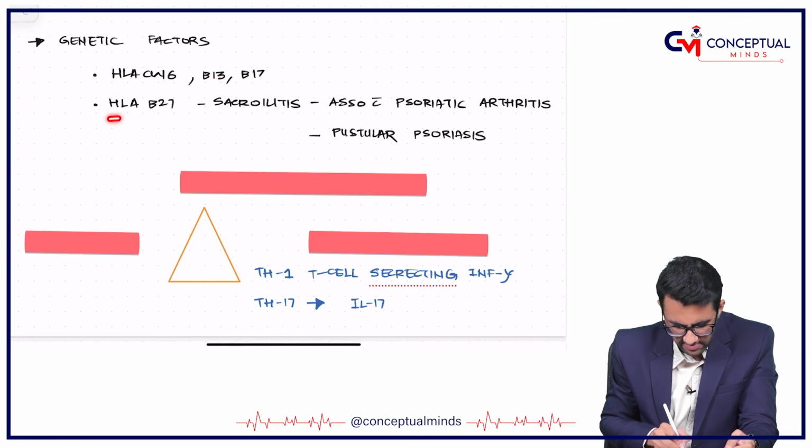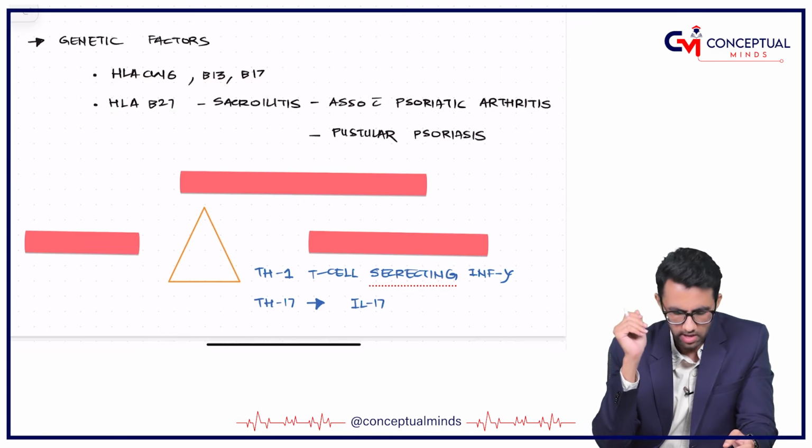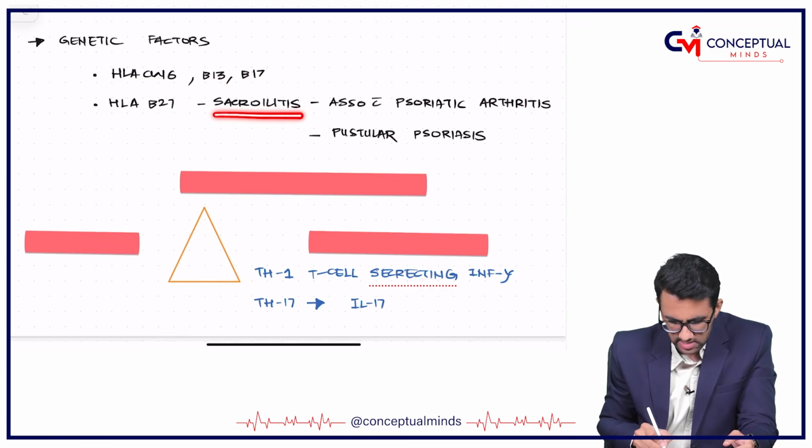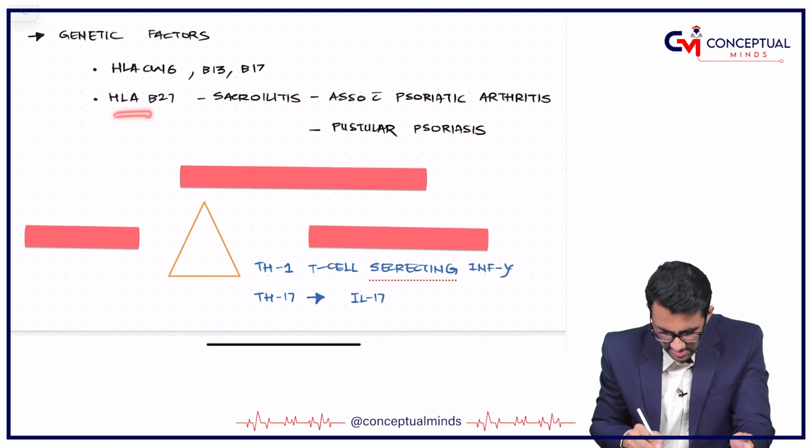The next one we have over here is HLA B27. A very popular one, right? HLA B27 we see in ankylosing spondylitis as well, so it is related with sacroiliitis. But the thing about this is that if this is positive, then there is an association with psoriatic arthritis.